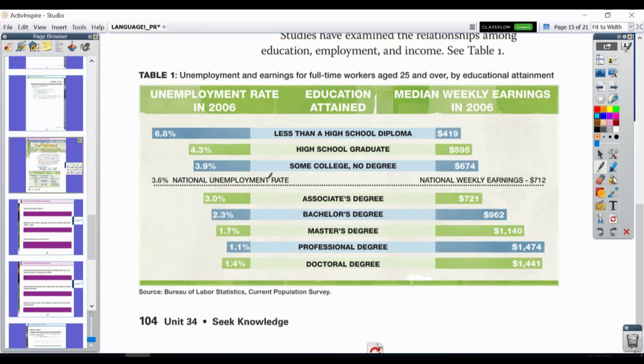I want you to look at the dotted line in the middle of the table. This line marks the national median for unemployment and weekly earnings. The word median means middle. The national median unemployment rate is the middle rate of unemployment across the country. That is, it is halfway between the lowest rate and the highest rate. The national median income is the income amount that lies halfway between the lowest weekly income and the highest weekly income in the country. Here's an example.